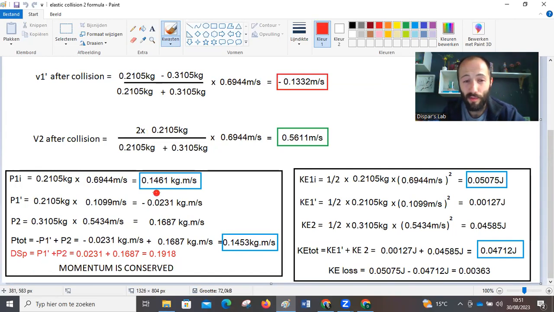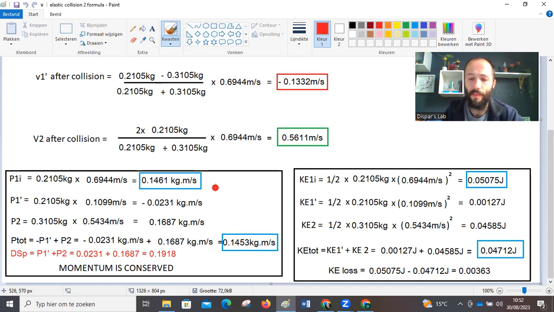So 0.1918 versus 0.1461, or when we use mainstream physics and we treat momentum as a vector with a minus sign, then we get 0.1453 versus 0.1461. I think it's pretty clear who is closer to the initial total momentum. Pretty obvious. Again, I consider this very good proof that momentum is a vector and that direction does matter.